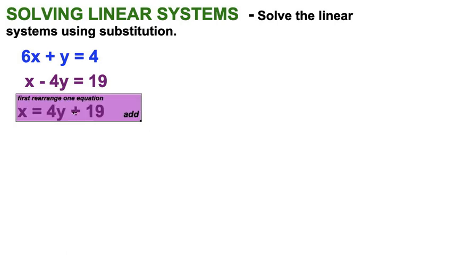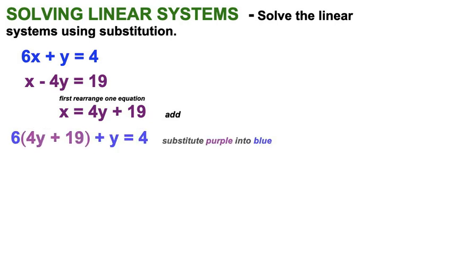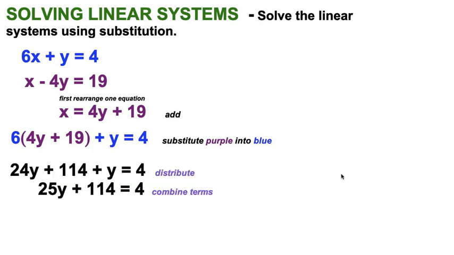This one was kind of easy, or nice, or jumped out at me. That's the way I would do it, because I got a negative 4y. I'll just add 4y to both sides. So I've turned the purple equation into this. If I wanted to line up the equal signs, that might be more proper. Now, let's take that first equation, the blue one, and replace x with 4y plus 19, just like we've been doing over and over. But this one's got a tiny twist at the end.